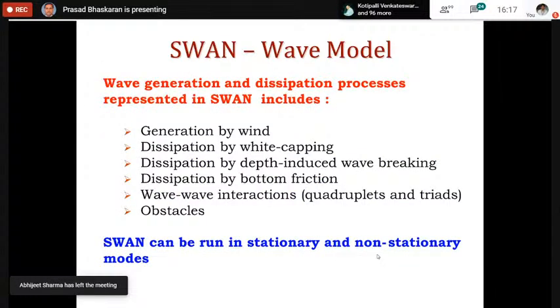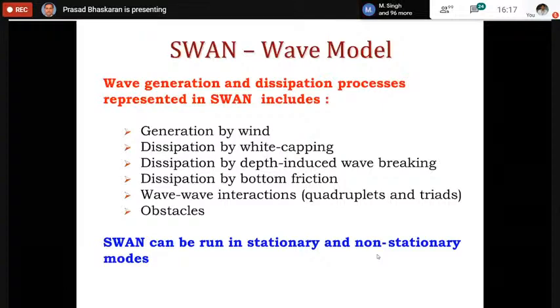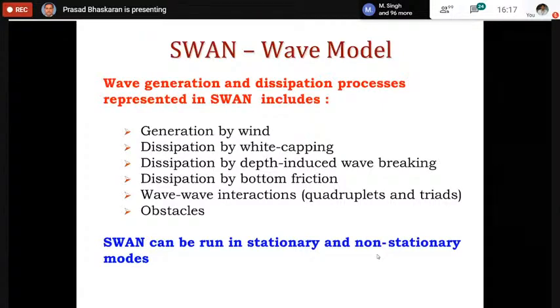And the SWAN model can be run in both stationary mode and non-stationary mode. Of course, for a beginner, you can use the model in stationary mode. In stationary mode, you assume that the wind speed is constant, and you will get the maximum possible wave height in the particular region. Non-stationary means your wind field is dynamically changing with time. So you can use SWAN in both options.